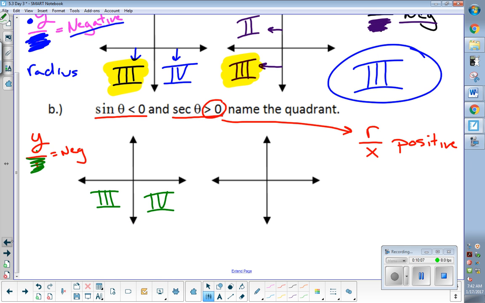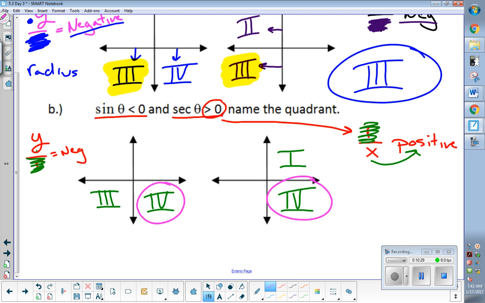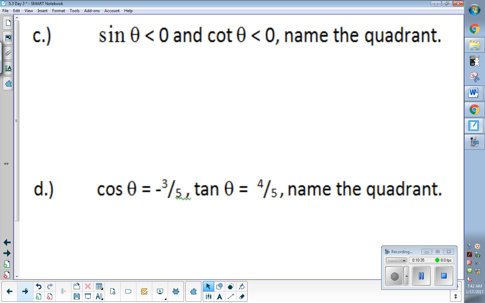The second part says r over x is positive. Still, I don't care about r. So all I really want to know is, when is x going to be positive? Well, x is positive when I go to the right. So when I go to the right would be quadrant 1 and quadrant 4. So which quadrant is true for both of them? My answer is quadrant 4. Hopefully you're starting to get a feel for it. Gets a little bit different here in a second, but not a whole lot different.